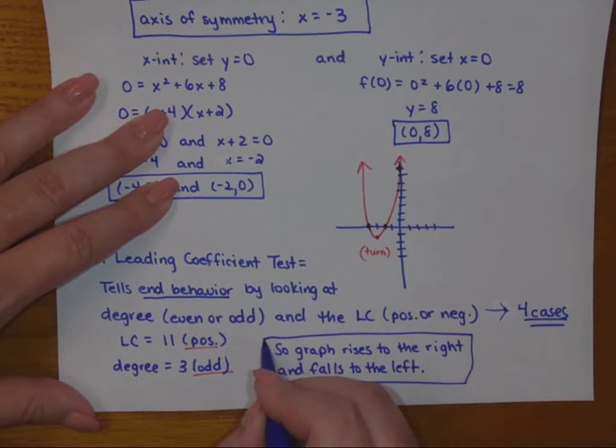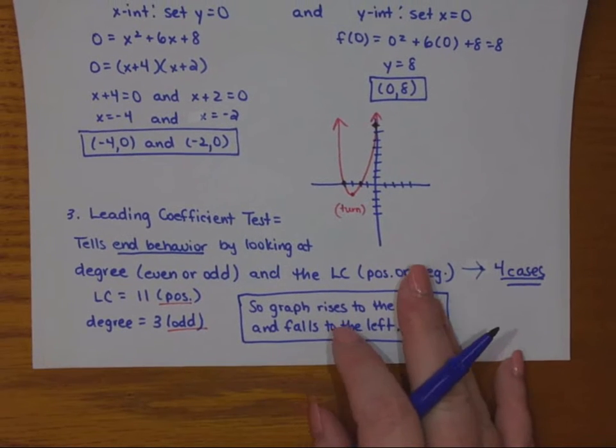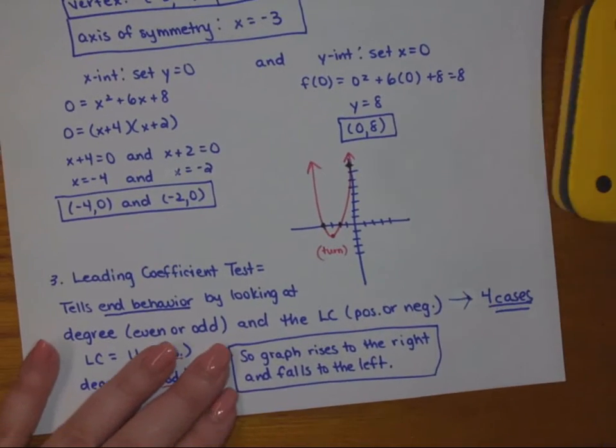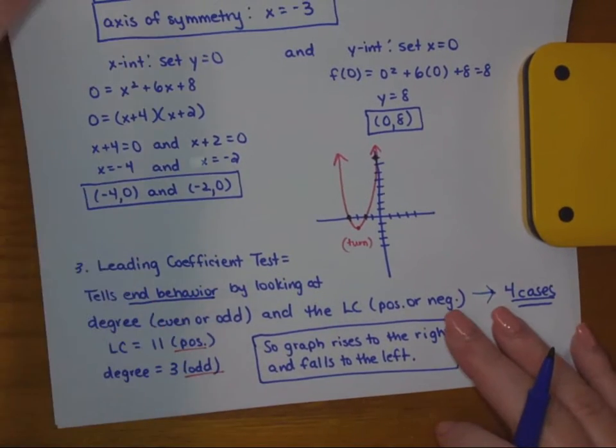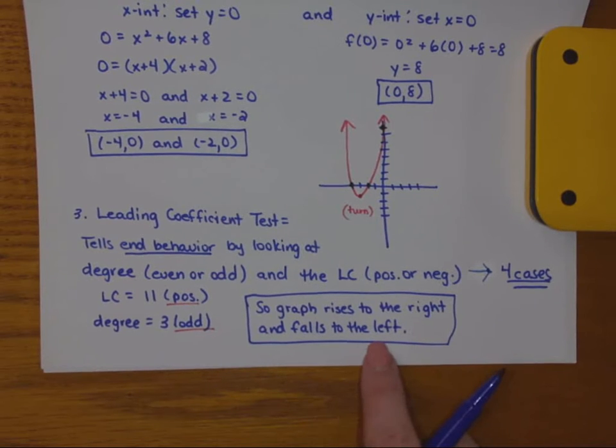Okay, so you will need to know the 4 cases because I'm not promising that the one that you will be asked about on the exam will be this case in particular. But remember, if this is what happens when you have a positive leading coefficient and an odd degree, then a negative leading coefficient and an odd degree would be the opposite of this. So we would rise to the left and fall to the right.